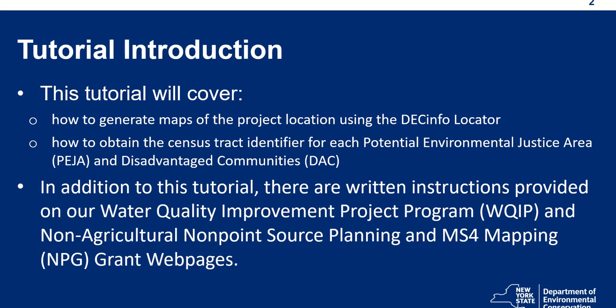This tutorial will cover how to generate maps of the project location using DEC Info Locator, as well as how to obtain the census tract identifier for each potential environmental justice area, also known as PEJA, and disadvantaged community, known as DAC. In addition to this tutorial, there are written instructions provided on our Water Quality Improvement Project Program, WQIP, and Non-Agricultural Non-Point Source Planning and MS4 Mapping, NPG grant web pages.